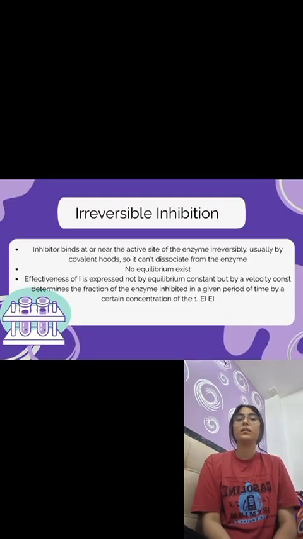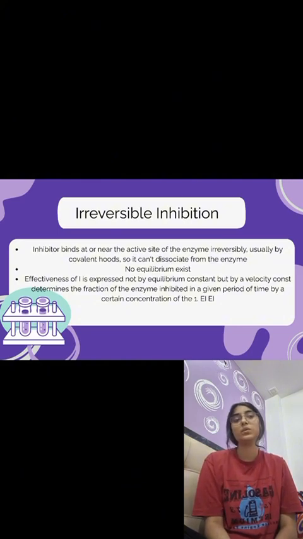Irreversible inhibition. Inhibitors bind at or near the active site of the enzyme irreversibly, usually by covalent bonds, so it cannot dissociate from the enzyme. No equilibrium exists.